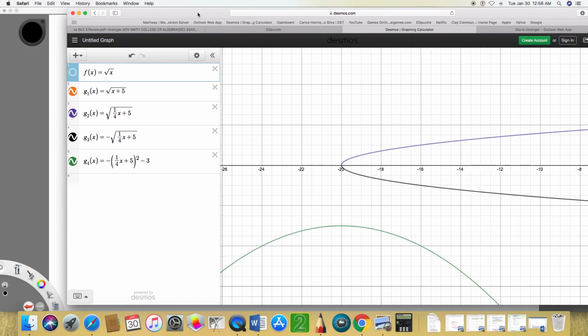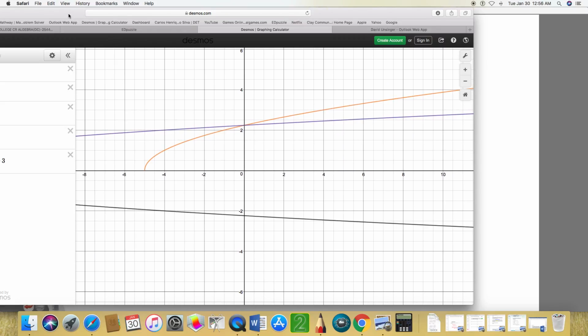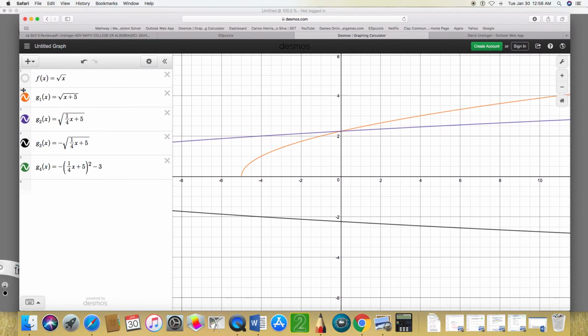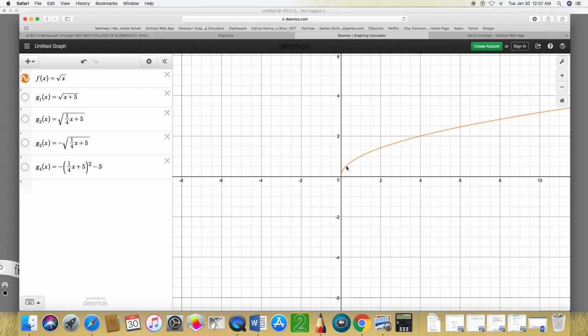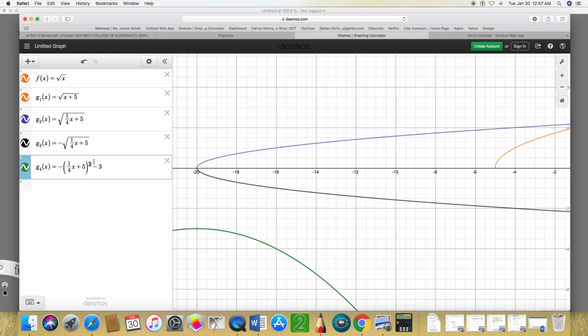So if we look at what's going on here, we're starting with this parent function, the square root of x. We're shifting it to the left 5 units. Then we've got a horizontal stretch by a factor of 4. So this -5 times 4 is out here at -20. And then this is a reflection across the x-axis, and then this pushes it down. Oops, I didn't change that to square root.